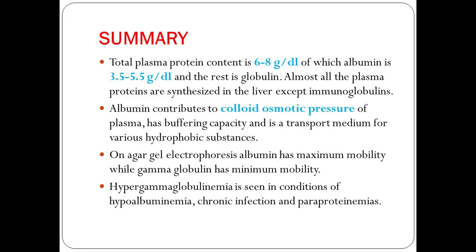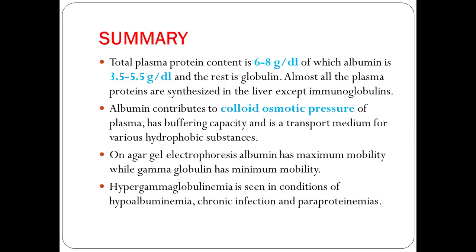So in summary, the total plasma protein content is 6 to 8 grams per deciliter, of which albumin is 3.5 to 5.5 grams per deciliter, and the rest is globulin. Almost all the plasma proteins are synthesized in the liver except immunoglobulins. Albumin contributes to colloid osmotic pressure of plasma, has buffering capacity, and is a transport medium for various hydrophobic substances. On agar gel electrophoresis, albumin has maximum mobility, while gamma globulin has minimum mobility.